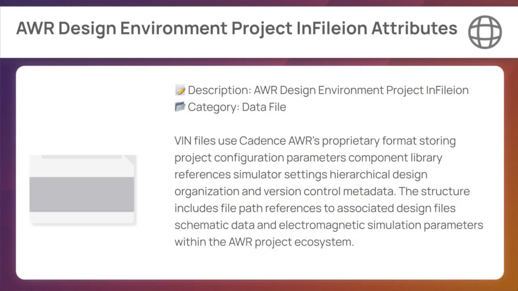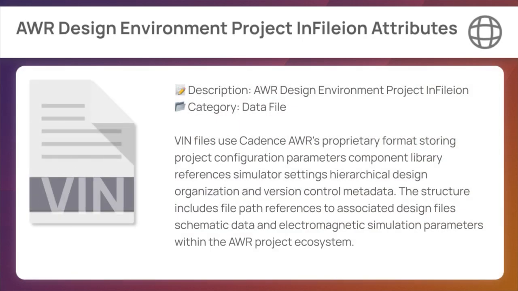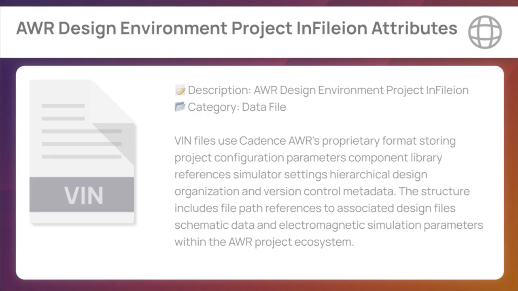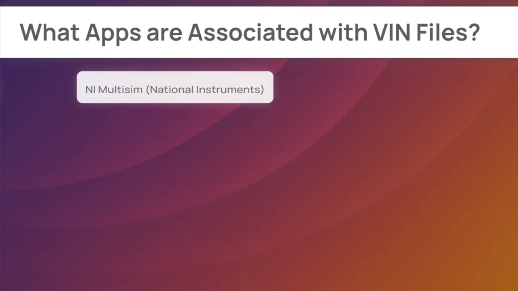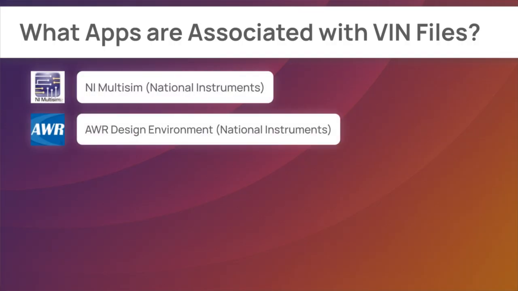VIN files use Cadence AWR's proprietary format, storing project configuration parameters, component library references, simulator settings, hierarchical design organization, and version control metadata. The structure includes file path references to associated design files, schematic data, and electromagnetic simulation parameters within the AWR project ecosystem. National Instruments defined NI Multisim as the application primarily intended for VIN.